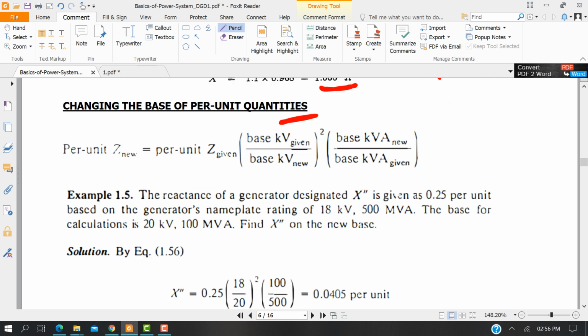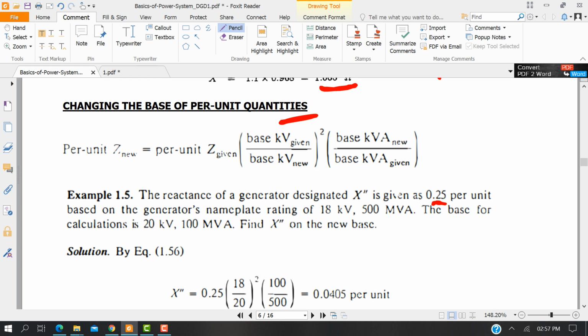Here is an example. The reactance of a generator is designated X double prime, which is actually called the subtransient reactance. If it is X prime, then it's called the transient reactance, and if there is only X, it is called the synchronous or steady state reactance, which is part of the steady state operation of the generator. The given per unit value is 0.25. Here the given value is 0.25 per unit, and all the quantities can be expressed in per unit.